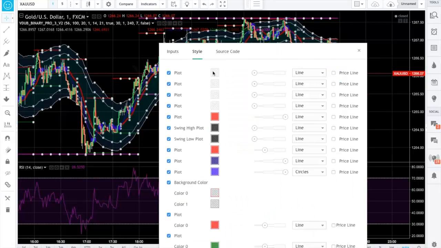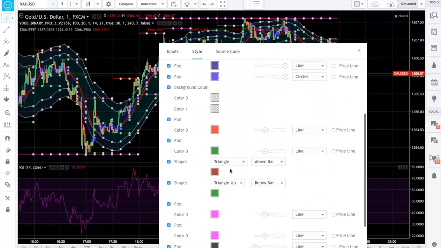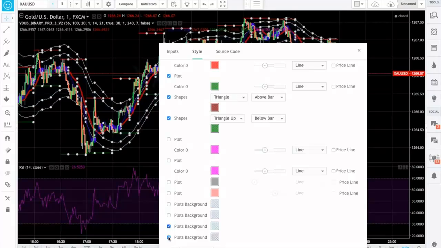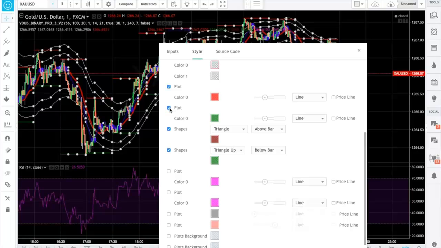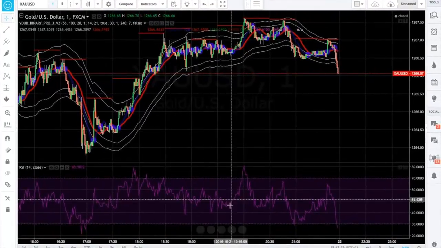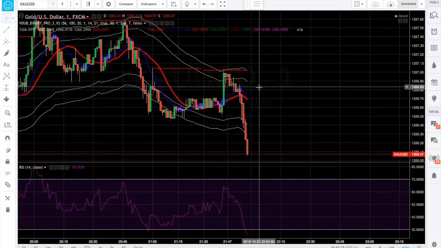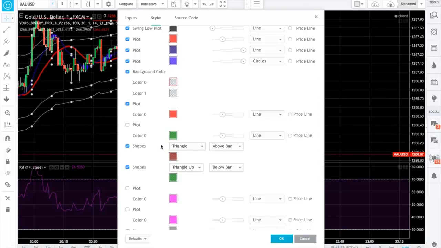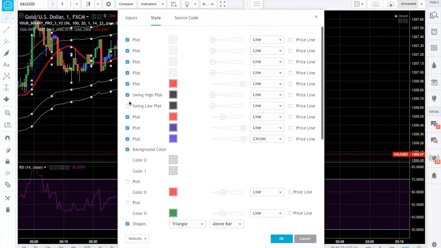In fact, because all we're looking for is the triangles, potentially we could take off all of these. We'll just check if my chart's not zooming in. There we go. Okay, yeah, so we could do that. You could remove everything apart from the shapes. So take off all the plots.